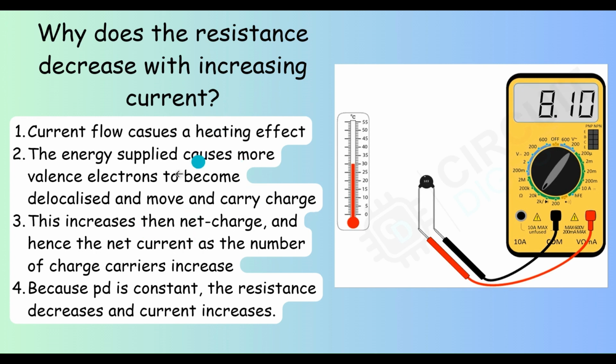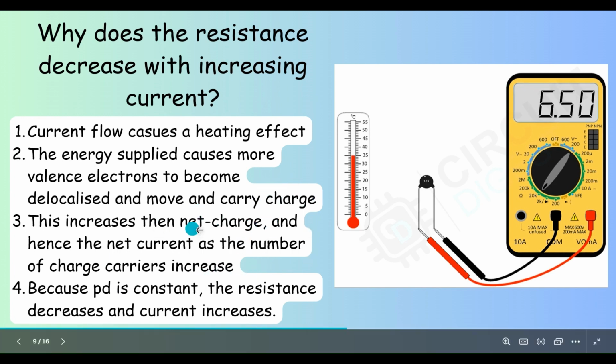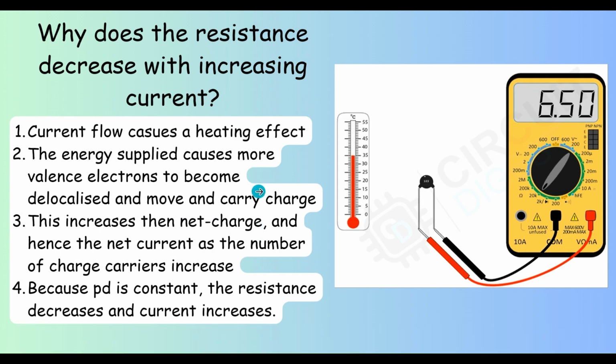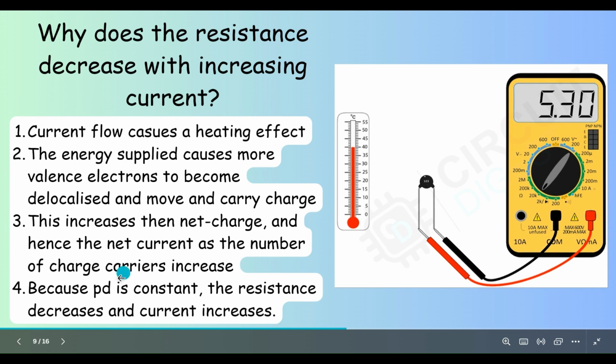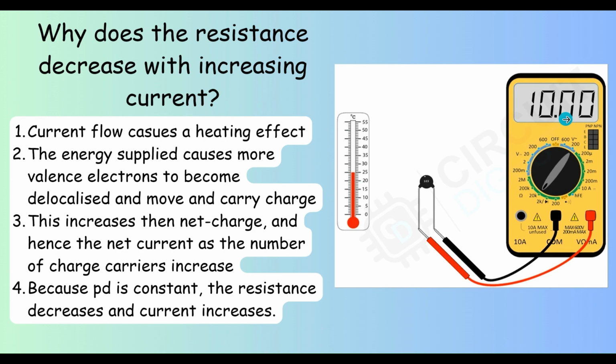Because there are more electrons able to move and carry charge, and current is defined as the rate of flow of electrons, if there are more electrons, then the net charge is increasing and the net current is increasing. And because potential difference is constant, the resistance then decreases and the current increases. So as you can see here, the higher the temperature, the lower the value of the resistance.